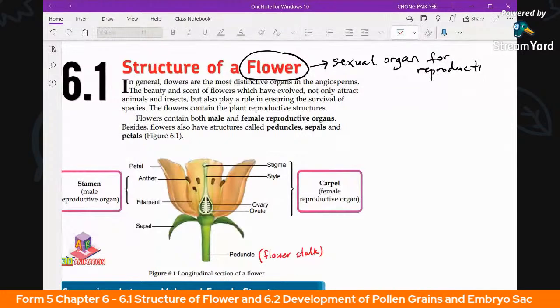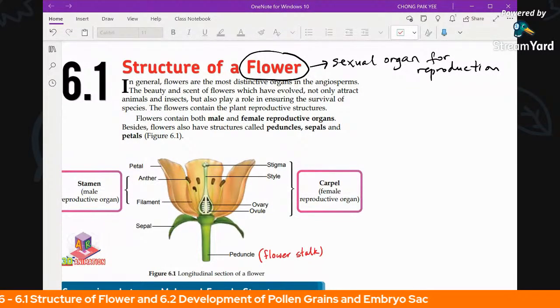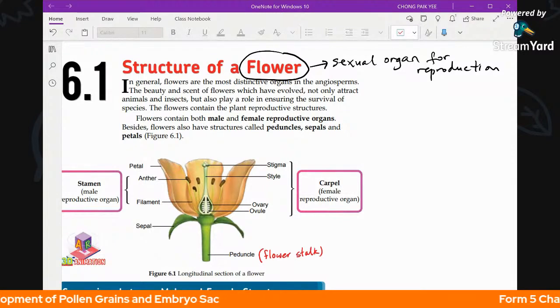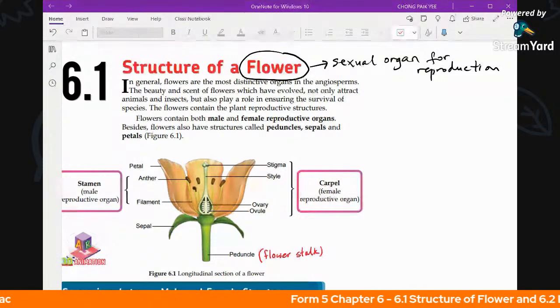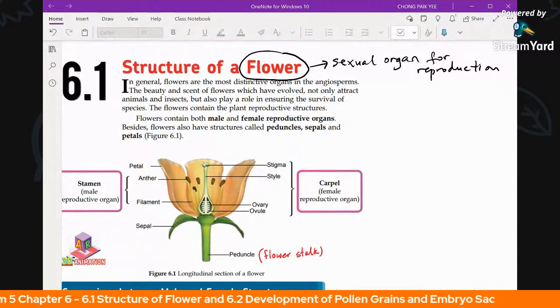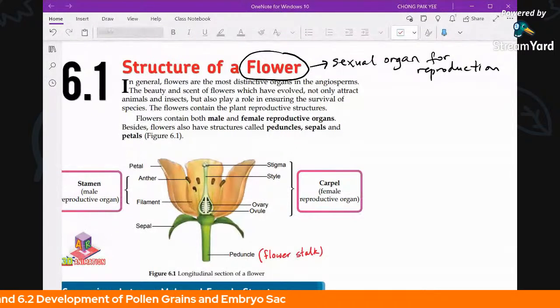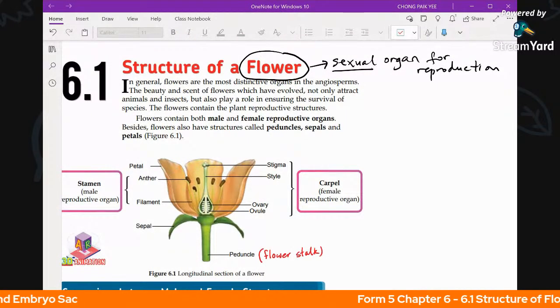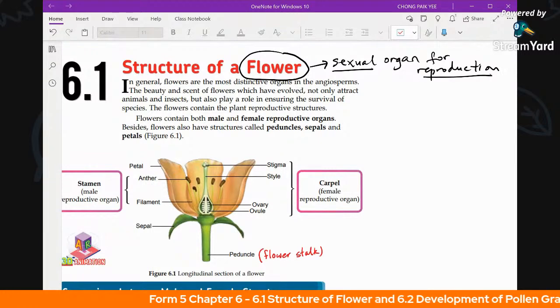Whenever you see a flower, it means it has male and female parts. It could be in the same flower, or in separate flowers. There are two types of flowers: either the flower houses both the male and female in the same structure, or you have only male flowers and only female flowers. So understand that it is sexual. If it bears flowers, it must be able to undergo sexual reproduction, just like humans.